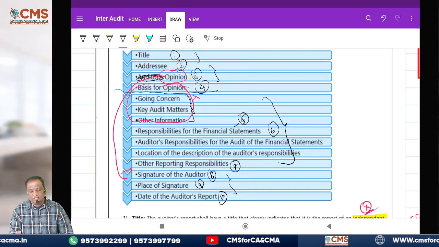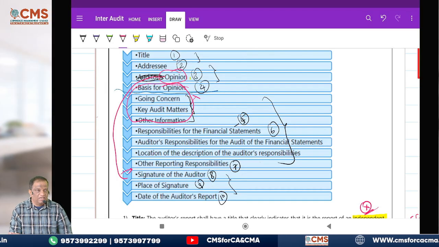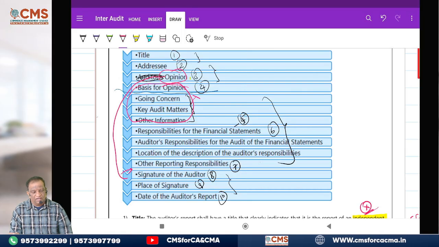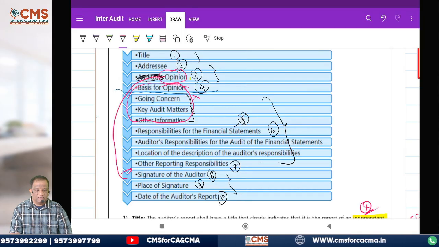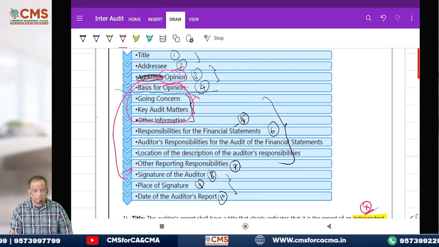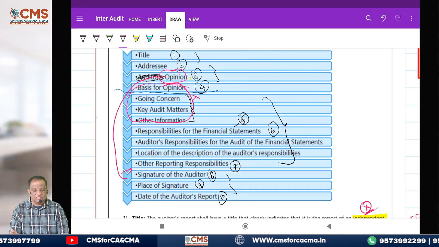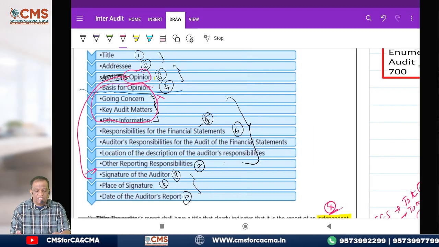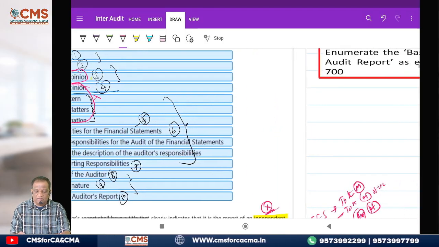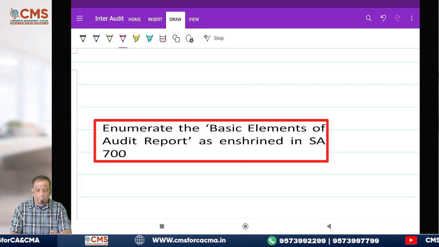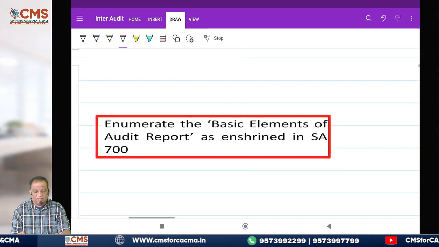So to repeat it, first two are title and addressee. Next two are opinion and basis for opinion. And next three are responsibilities: responsibilities of the management, auditor's responsibilities, and other responsibilities. And last three are signature, place, and date. So this is the summary, at a header level, of the elements envisaged in SA 700. So one question can be a broad question. It can be like this.